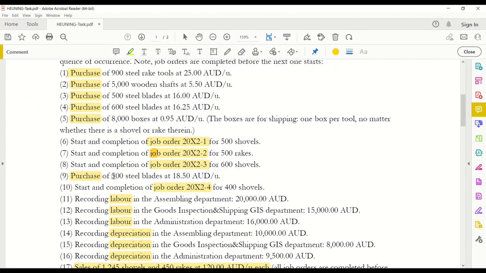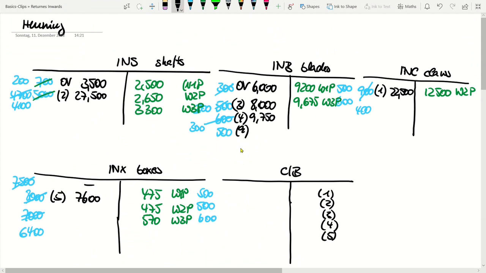Next, I record the purchase of 500 steel blades at $18.50. 500 steel blades, which cost $18.50. It gives me 9,250. Contra entry will be recorded in cash bank.